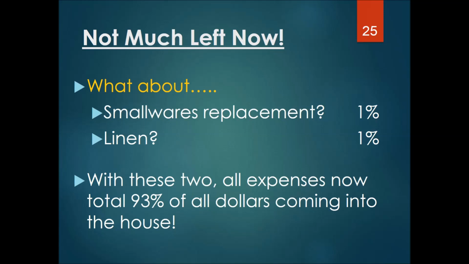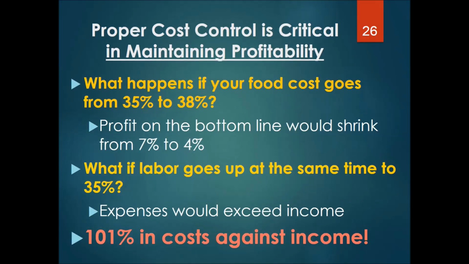What would happen if these numbers unexpectedly changed? What would happen if our food costs went up? Instead of 35, it's now 38. Prices rose. There was a drought somewhere. That means profit on the bottom line would shrink, now from 7% to 4%. It means out of every dollar that comes in, we made 4 cents.